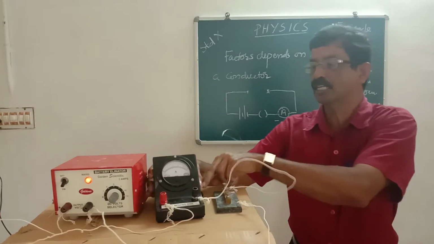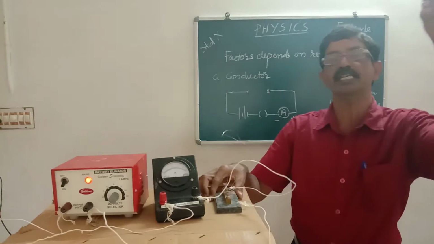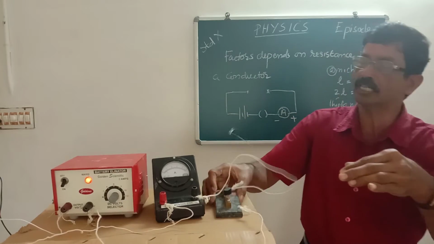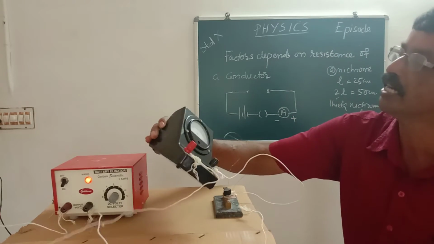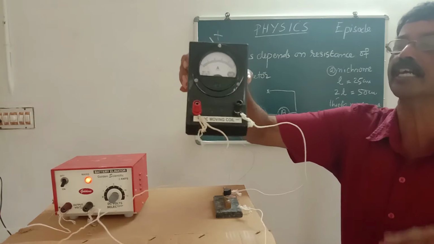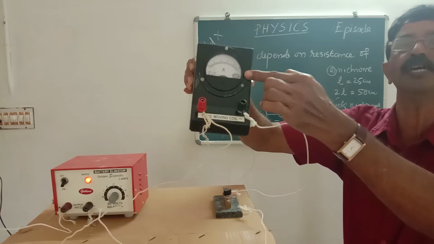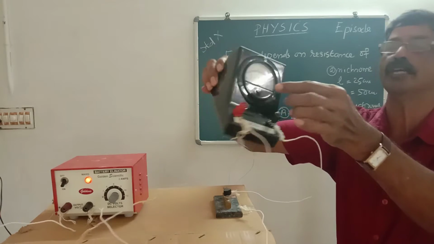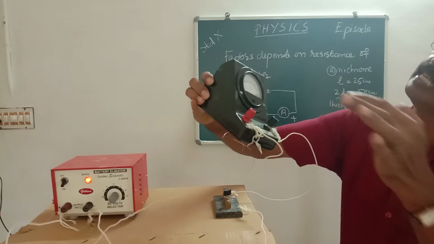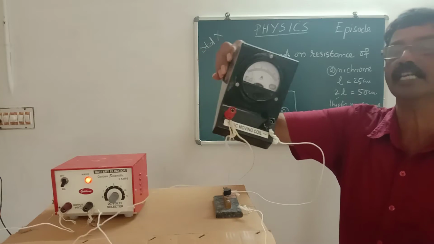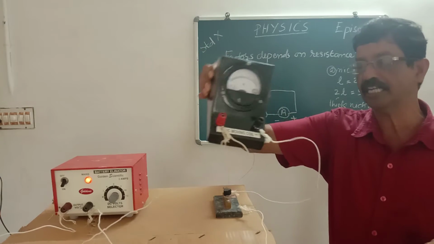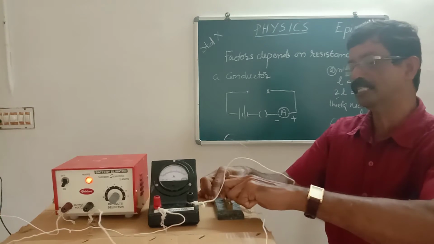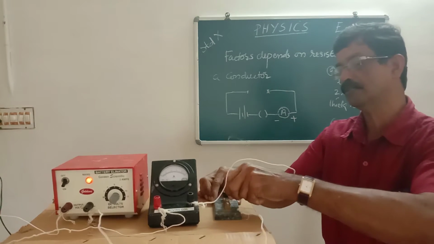Now I am going to close the circuit. Now the circuit is closed. Observe the current in this. You can see a 0.5 ampere current, the needle is at 0.5. Can you see? Yes, observe it. Now you have observed the current here. Now I am going to open the switch.